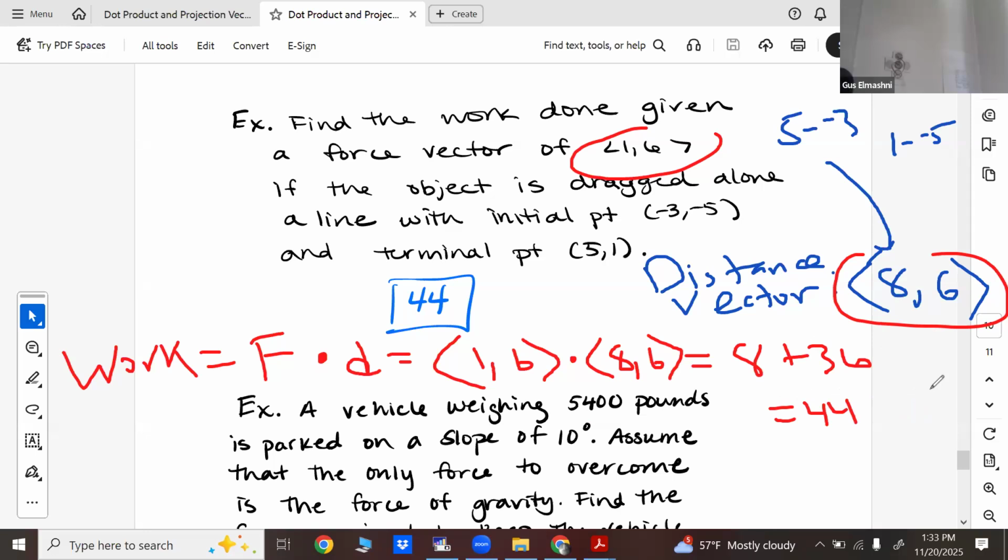Wait, can you explain how you got the 5 and the 3? Yeah, I did terminal minus initial. The terminal point minus the starting point. Oh, right. Then you got 8. Correct. Right. Wait, what? The dot product. Would that end the force? Well, sorry. Would that? Correct. Right.